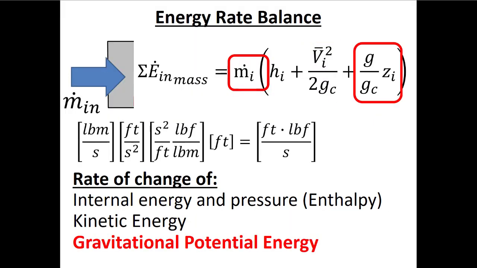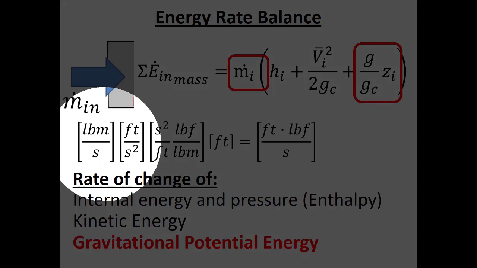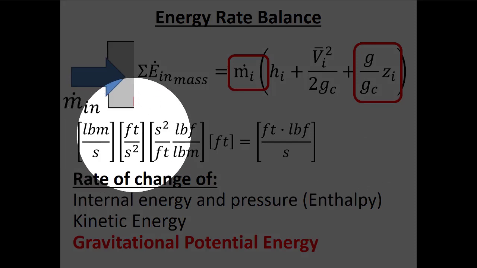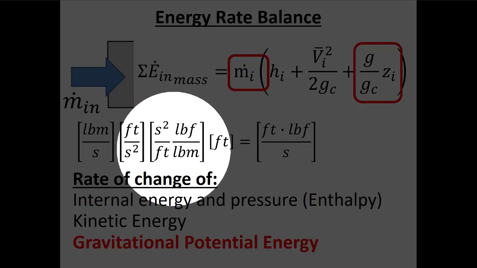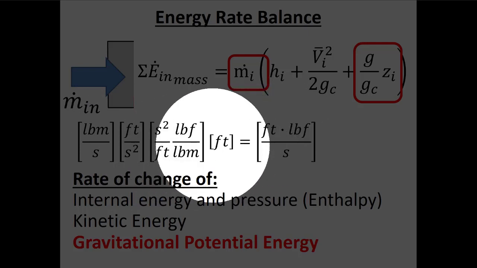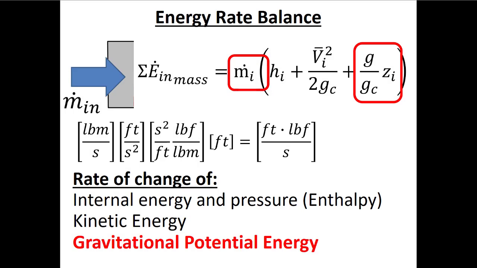We get the same thing when we deal with potential energy from gravity. So here, again, we have a mass flow rate. We get feet per second squared, that's g. gc still has this funny unit, and it's in the denominator, so I flip them over. And then I multiply by feet. Again, we're going to get foot pounds per second, so we have to convert that to BTU.